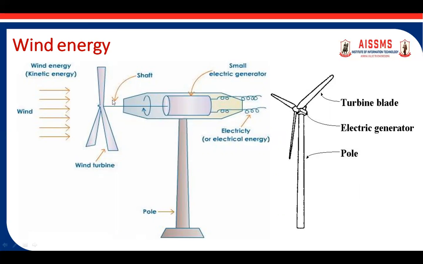So as airflow is there, naturally the wind energy, or the kinetic energy, rotates this impeller, and as this impeller is mounted on the shaft, by means of the electric generator we will get the electricity. Here the kinetic energy of the wind is transformed into electric energy by means of the windmill. The device is called a windmill. It consists of the turbine blades, the electric generator, and the pole.